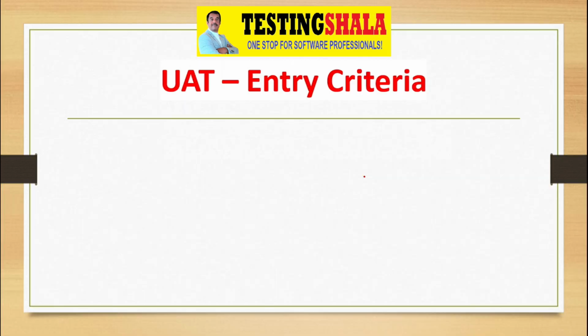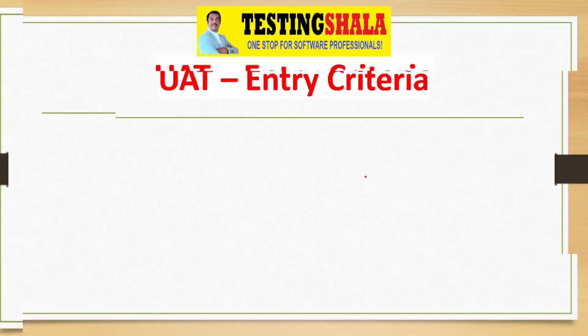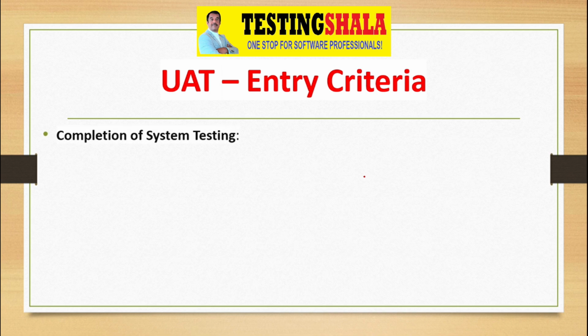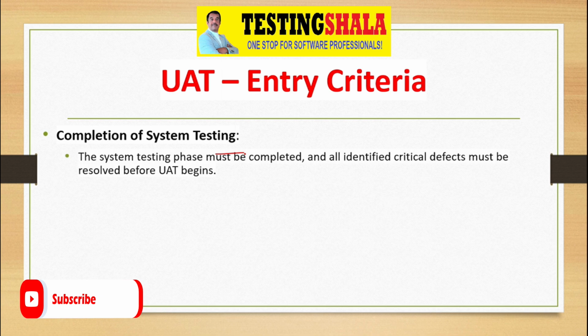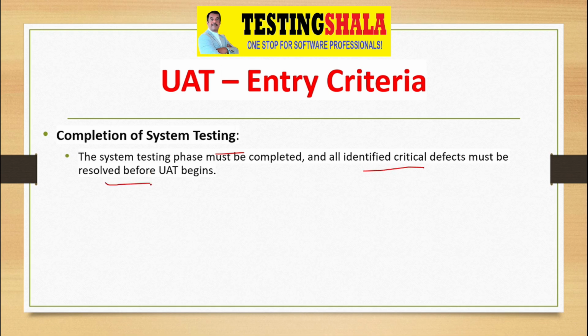For entry criteria, there are many criteria we have to define, and we have to get approval from all the stakeholders, so that before we start UAT, all these criteria are met. The first criterion is completion of system testing. That is very crucial. In order to start UAT, all our system testing should be completed and all the identified critical defects must be resolved before UAT begins. All the critical defects are nothing but severity 1 and severity 2 defects.